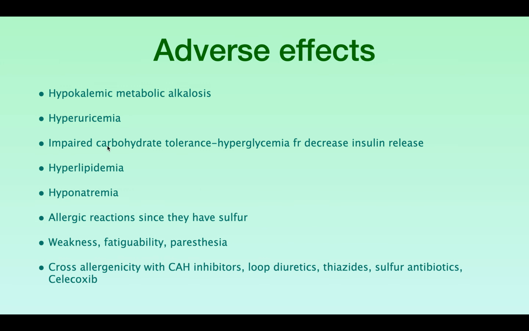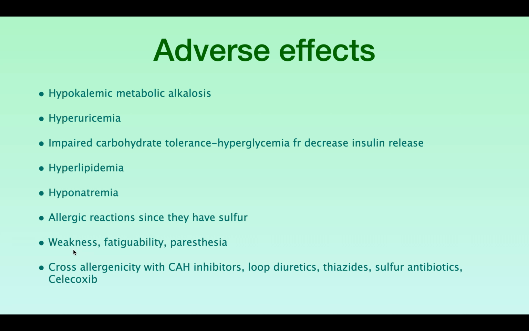Okay, so the adverse effects are really similar to the loop diuretics. There's hypokalemia, metabolic alkalosis, hyperuricemia, but it also has an impaired carbohydrate tolerance. So there is going to be hyperglycemia thanks to a decrease in insulin release. There's hyperlipidemia due to the hyperglycemia. Hyponatremia, of course, because sodium is getting excreted. Anybody who has a sulfur allergy will also react poorly to the thiazides because they are made from sulfur.